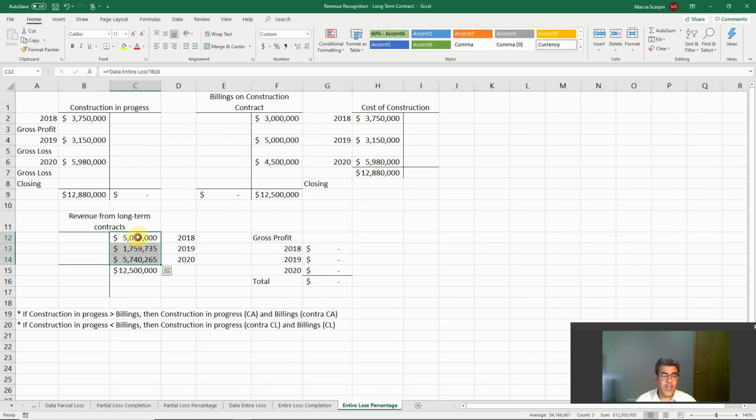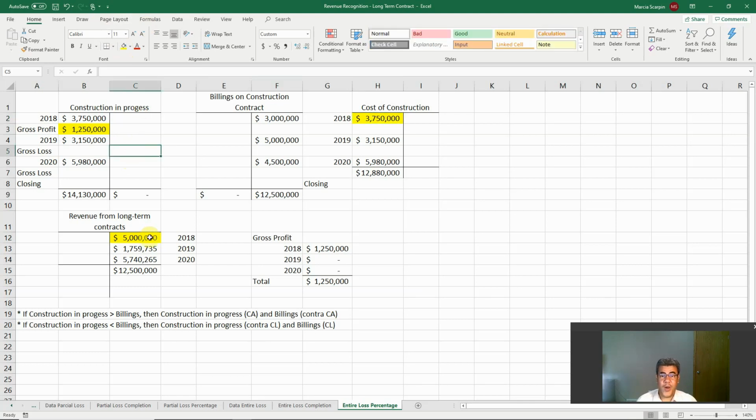So the first one, we have more credits than debits. So we need a debit here. 5 million less 3 million and a quarter. So the first year is our gross profit. We have profit here. Second year, we have a loss. Why? Because our debit is greater than our credits. So our gross loss will be debit less our credits. It will be 1.4, almost 1.4 million.